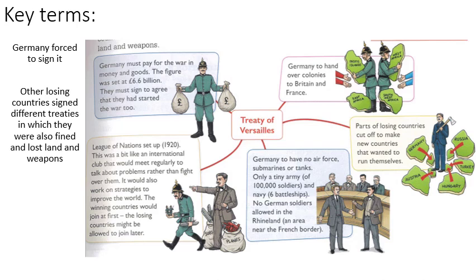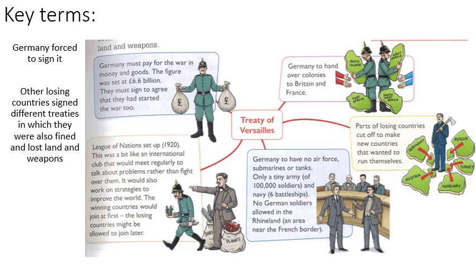Okay, then straight underneath that, you've got the League of Nations being set up. And we're going to talk about the League of Nations today. So you won't know much about what it is, but by the end of the lesson, you'll have a bit more of an understanding. So it was a bit like an international club. They would meet regularly to talk about the problems rather than fight over them. It'd also work on strategies to improve the world. So the winning countries would join it first, and the losing countries, they might be allowed to join later. All right, and so one of the things that Germany wasn't allowed to do is that they weren't allowed to join the League of Nations. They were banned from joining it.